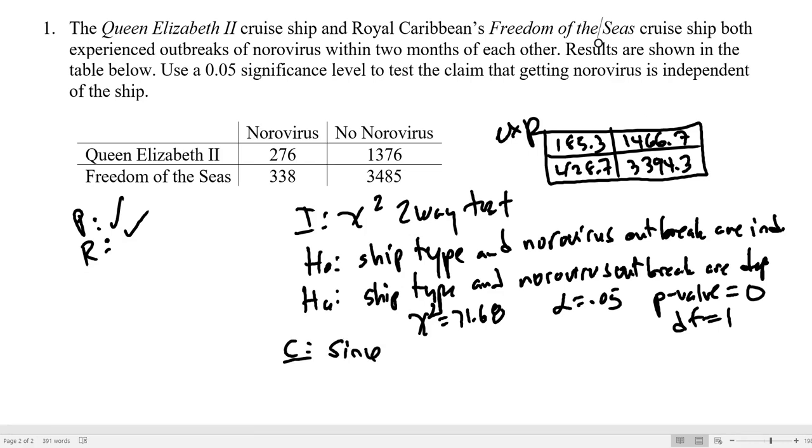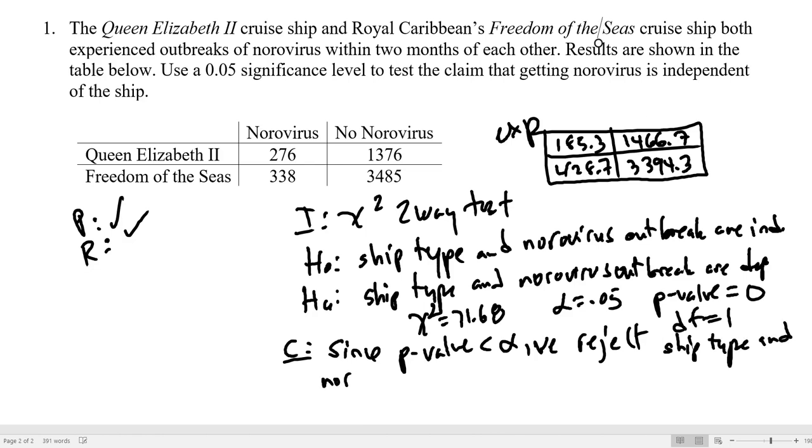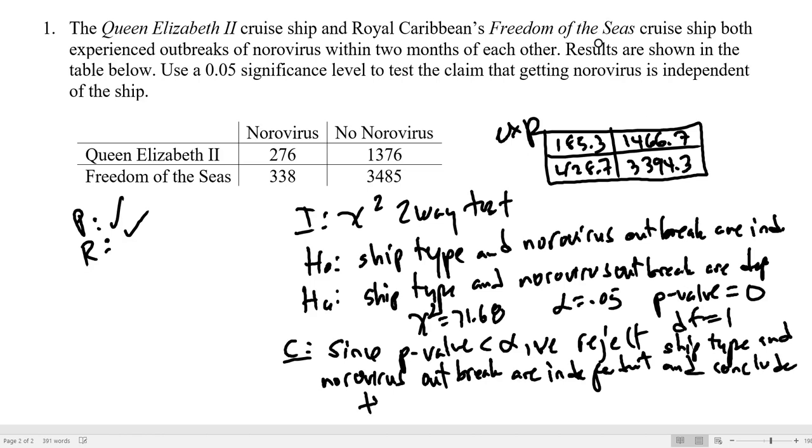Since p-value is less than alpha, we reject the null hypothesis that the ship type and norovirus outbreak are independent, and conclude they are dependent. What does this really mean?